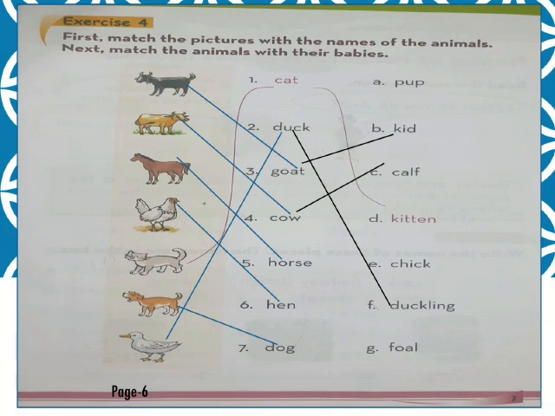C-A-L-F, calf. The fifth one, horse. And the baby of a horse is called foal. F-O-A-L. The sixth, you all know this, baby of a hen. It is called as chick. C-H-I-C-K, chick. Now, the last one, dog. The young one of a dog is called as pup. Now children, rewatch the video and learn all the exercises.